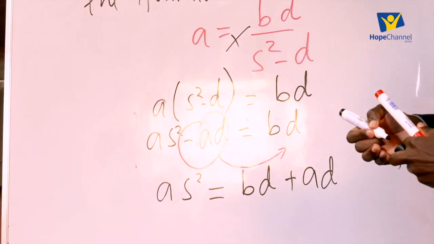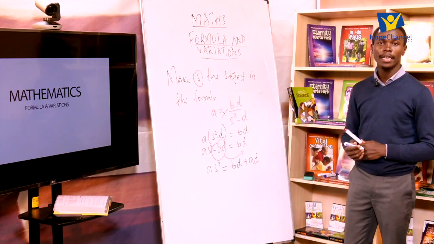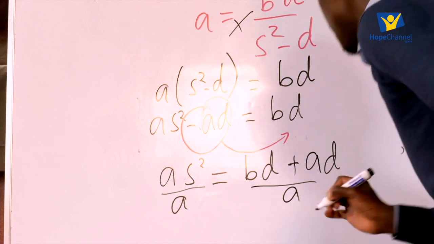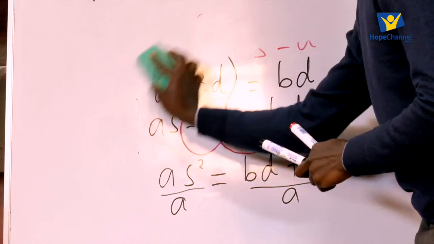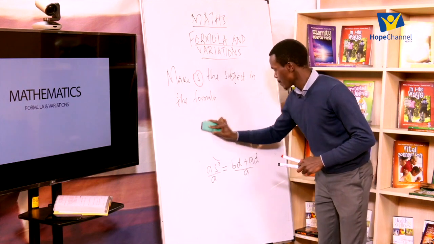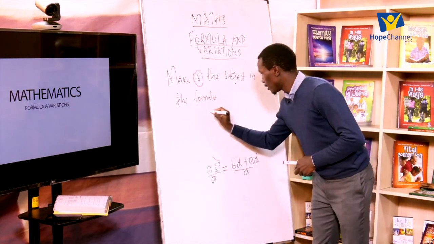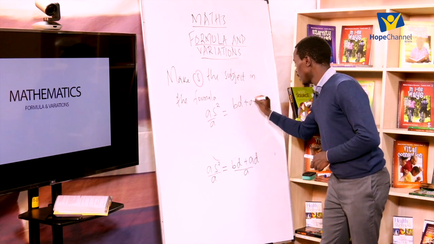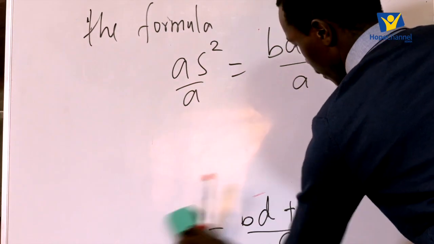But still we are not yet through, because we are supposed to make s the subject. And to do that, we'll have to first of all divide by a on both sides, so that we remain with s squared on one side. I think this one is okay, so let's clean the first part because we don't need it again. Let me transfer that so that we have a s squared over a is equal to bd plus ad over a. So we can do away with this one here.